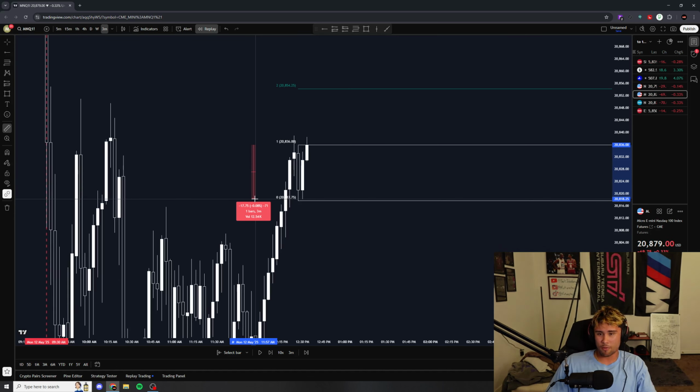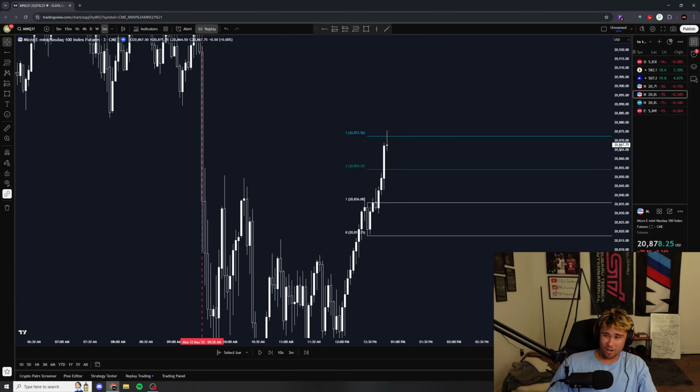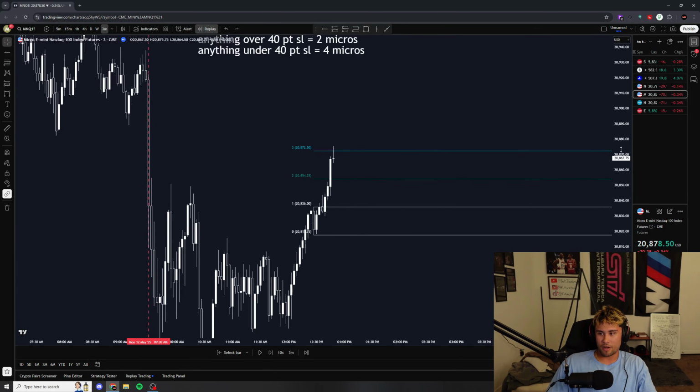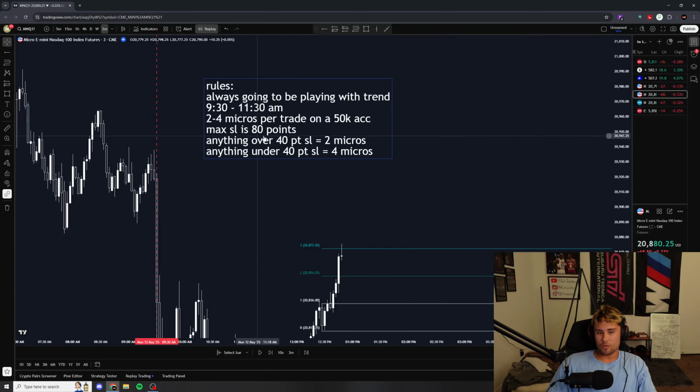If you were in that with 7 micros, I'm not exactly sure how much that would be, but it would be a decent amount of profit, right? So generally speaking, this is a good rule of thumb to go for as far as your sizing on a 50K account. But the more experience you get and knowing how the sizing of contracts works, you can just on the fly know how many you should be in order to be risking $300.